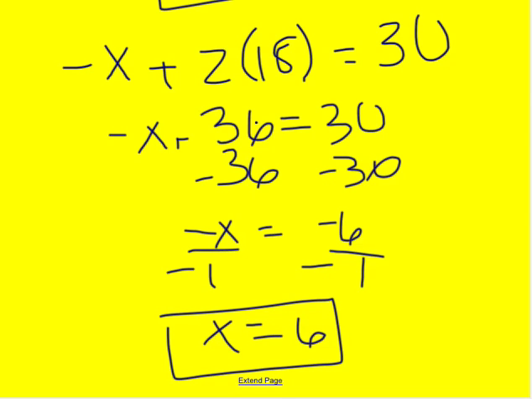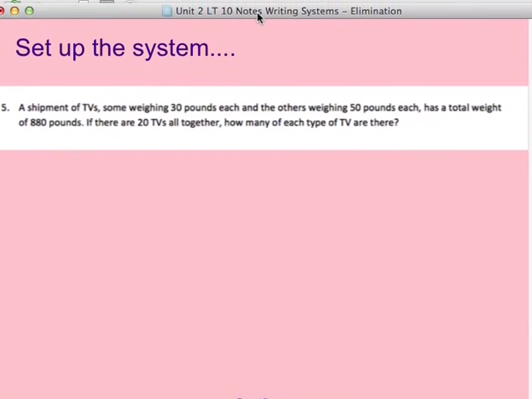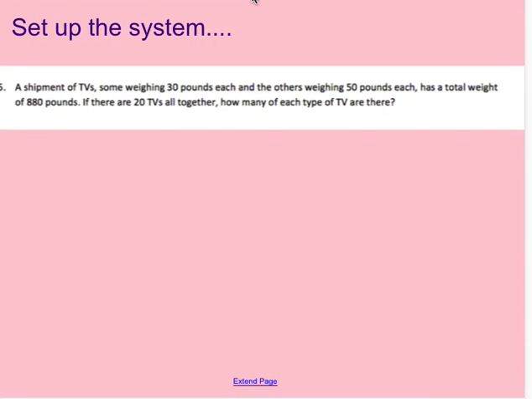For number 5, it asks how many of each type of TV there are in a shipment of TVs weighing different amounts. So first of all, we have a total. We're going to let x represent the 30-pound TVs, y represent the 50-pound TVs. Together, when you add them up, there's going to be 20 TVs.